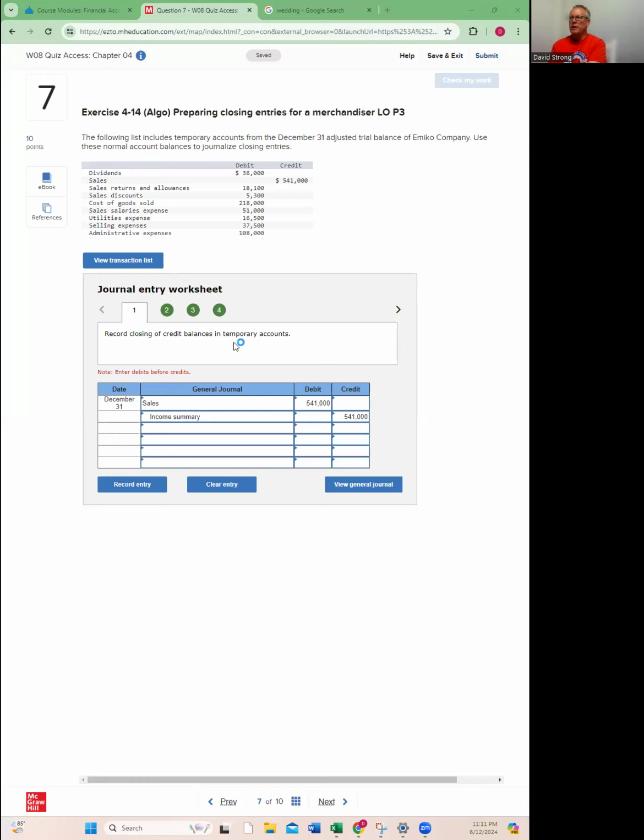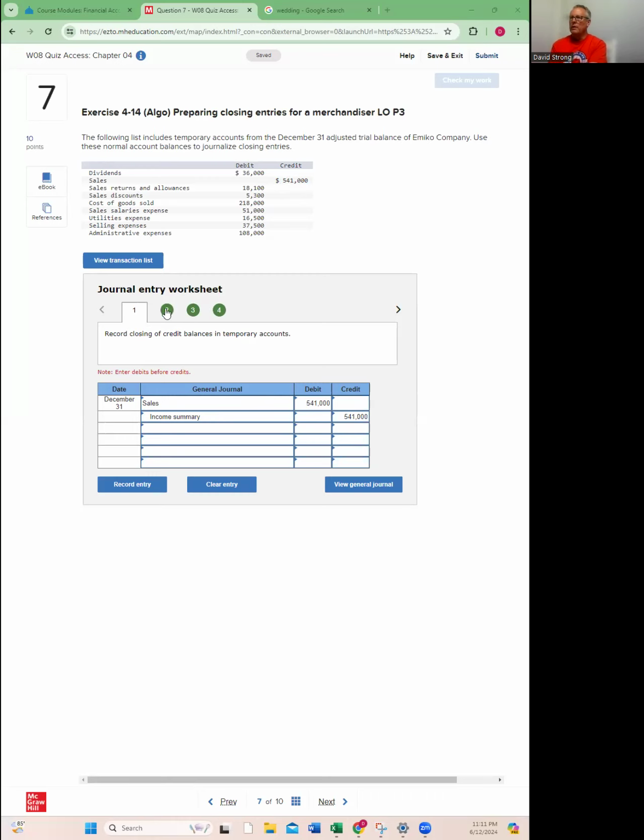This first one is recording the closing of the credit balances in the temporary accounts. So we're going to take the sales. We pull it off right here from above. We're going to debit it. And then we're going to take that money and we're going to credit our income summary. So they balance out both of them to 0.